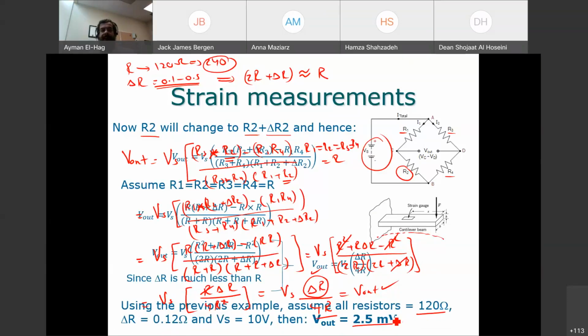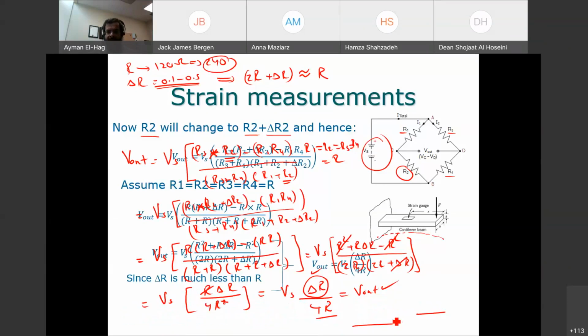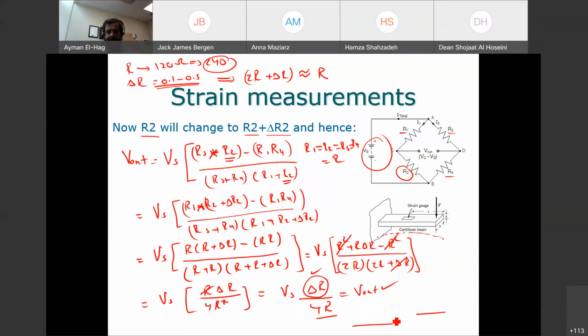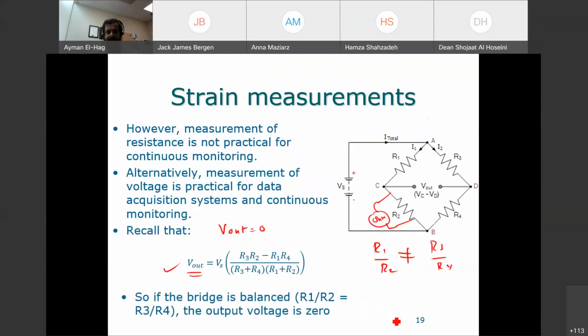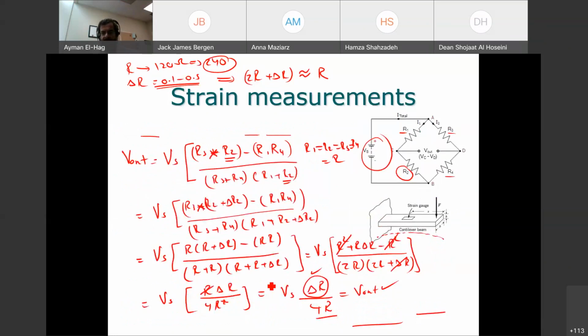Okay. Now, let me ask you this question. So this is your output, Vs delta R over R. What will happen to this formula if the force, instead of me applying it from up to down, is applied from down to up? What do you think will happen to this formula?